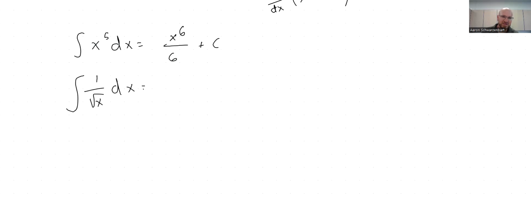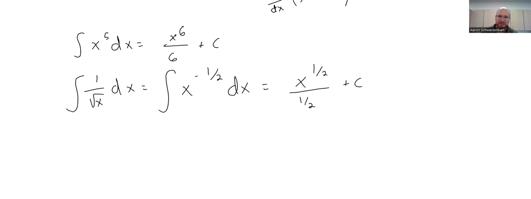First thing I'm going to do is change this to a fractional and negative exponent. So now I can apply my rule. Add 1 to the exponent, that becomes positive 1/2 over 1/2, which when I simplify that is 2 square root of x. Dividing by half is multiplying by 2, so that's where I get the 2. X to the 1/2 is square root of x.